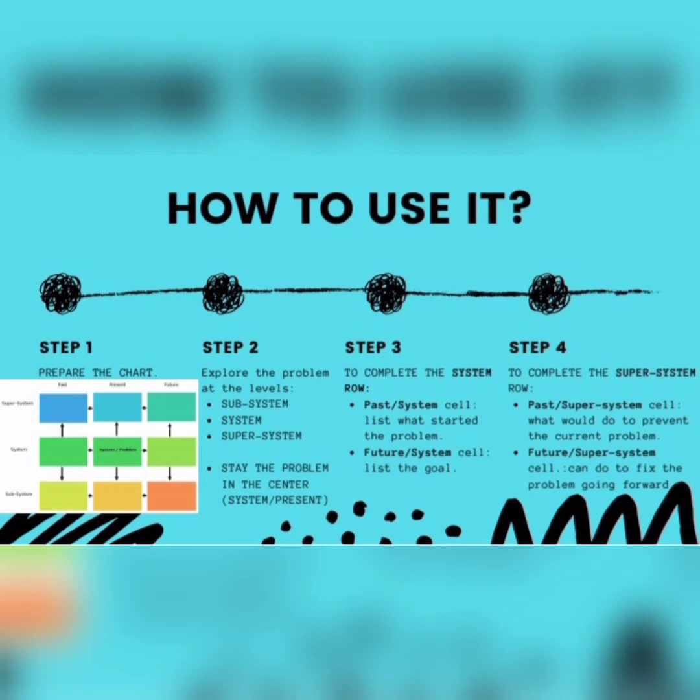Step 4 is to complete the supersystem row, starting with the past supersystem cell. In that cell, the company will write what they could do to prevent the current problem. In the future supersystem cell, they will write what the enterprise can do to fix the problems going forward.